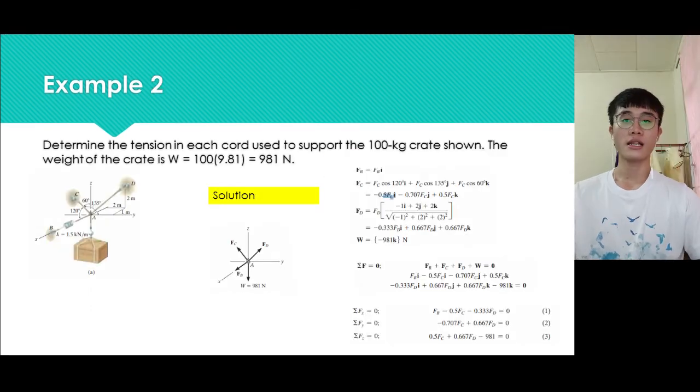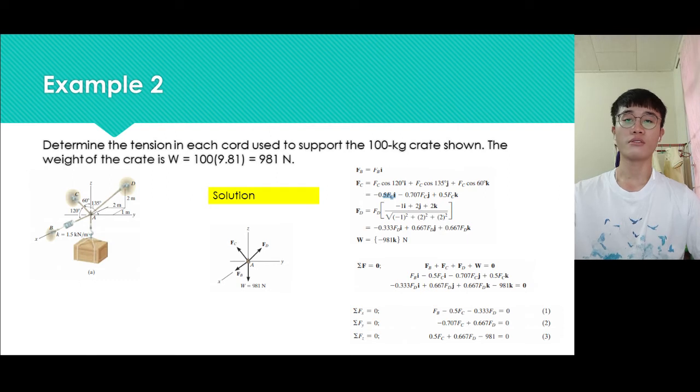Okay guys, let's have a look at example 2. Determine the tension in each cord used to support the 100 kg crate. The weight of the crate is 981 Newton. First, we need to assume that the cord AC and AB is 1 meter, which is the unit vector of the cord. We know that the force vector is equal to the magnitude multiplied with the unit vector.